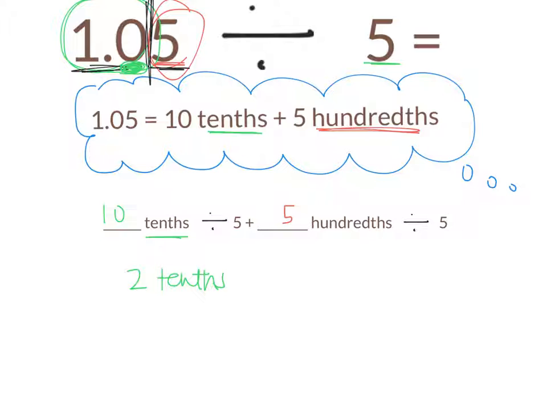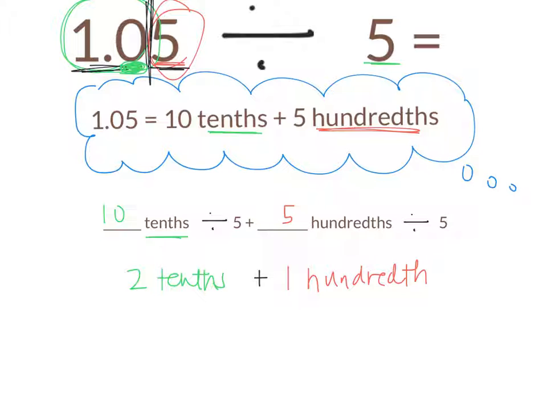And then if I have 5 hundredths, and I'm splitting them into 5 equal groups, how many hundredths are in each group, everyone? 1. There's 1 in each hundredth group. Good. So my answer would be 2 tenths and 1 hundredth.